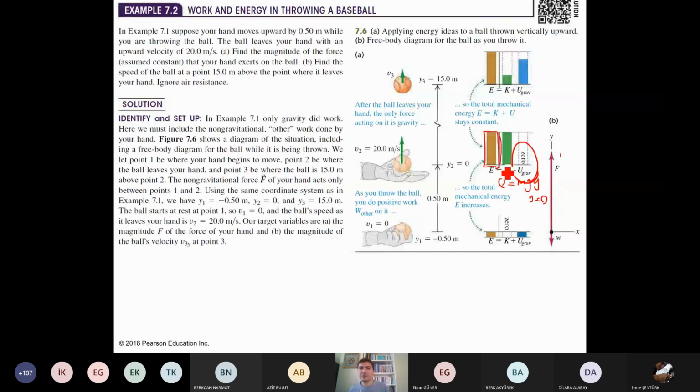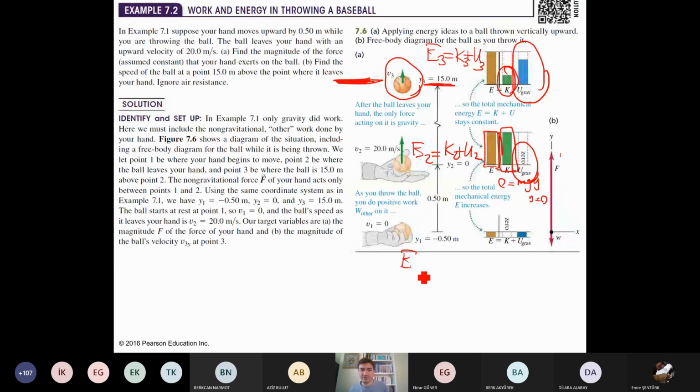Now look at the total mechanical energy of the baseball at this condition. We have a certain velocity, so we have some kinetic energy. Now we have a certain height, so we have gravitational potential energy. The total mechanical energy is given by K3 plus U3. Here, the total mechanical energy E2 is given by K2 plus U2. And here, the total mechanical energy for the first condition is given by K1 plus U1.